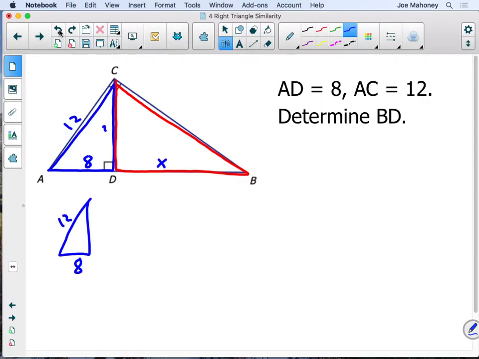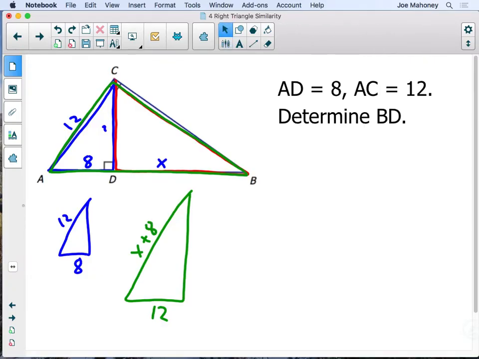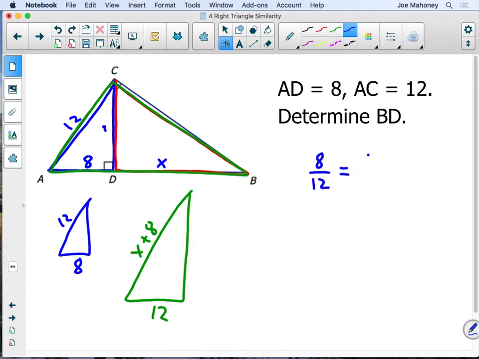But wait a minute. Take a look at the big triangle. Remember I said the side's got to be in both triangles? How about that side length of 12? So if I redraw my big triangle, the 12 is here. And notice that I can call this side maybe x plus 8. Kind of like that. So we can do an equation now. We can say that 8 is to 12, as 12 is to x plus 8.